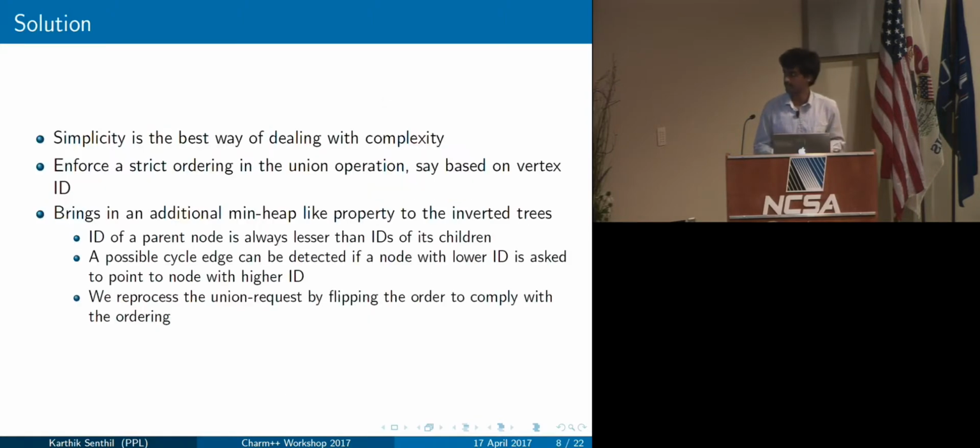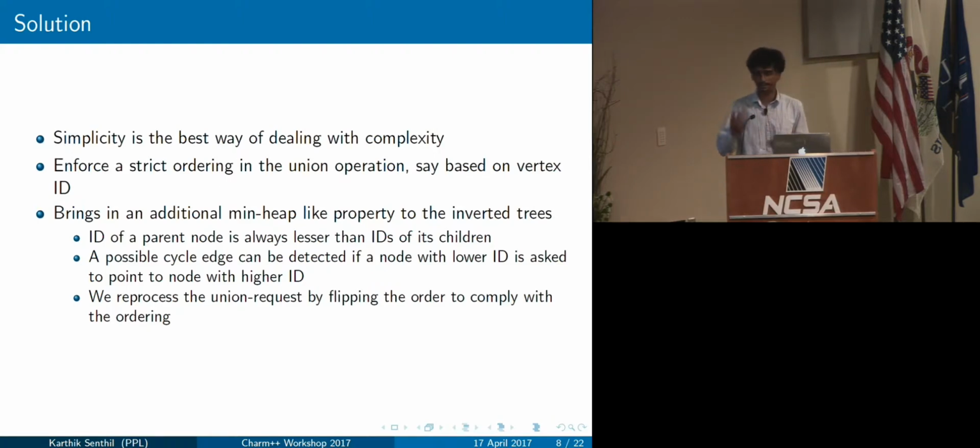And that is when we realized simplicity is the best way to deal with complexity. We enforce a strict ordering in your union operation, say based on your vertex ID. So only a higher ID vertex can point to a vertex with a lower ID. What this effectively means is that you're bringing an additional min heap like property to the trees that you are constructing, and the root of your tree is going to contain the lowest ID vertex in your component.